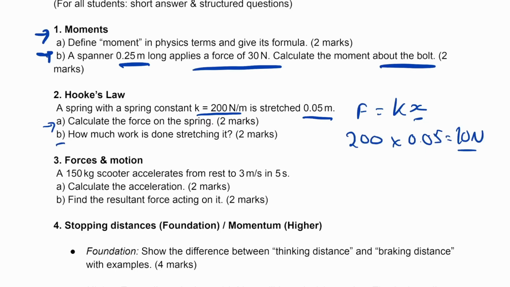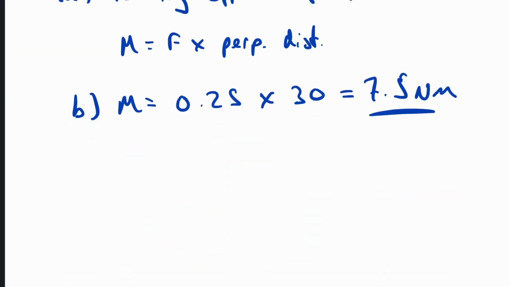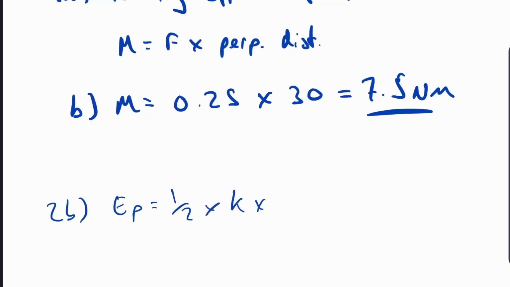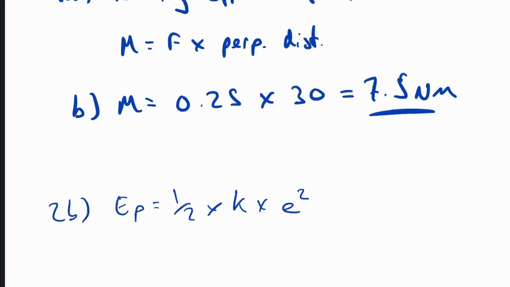And then for part B, again, we do something very similar. This time we're trying to calculate how much work is done by stretching it. And so remember, work done is just equal to energy transferred. So I'll just write it down here. This is 2B. And so again, you should know the equation that the elastic potential energy you're going to give this spring is going to be equal to half multiplied by the spring constant k multiplied by the extension squared, and this time I write it as e.